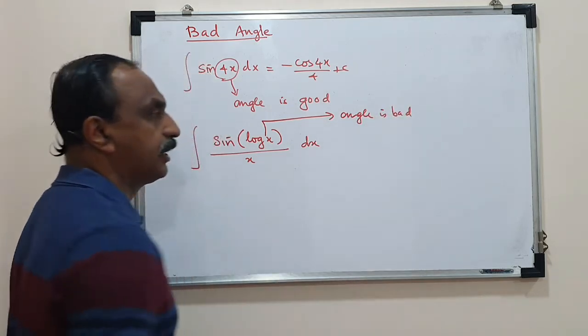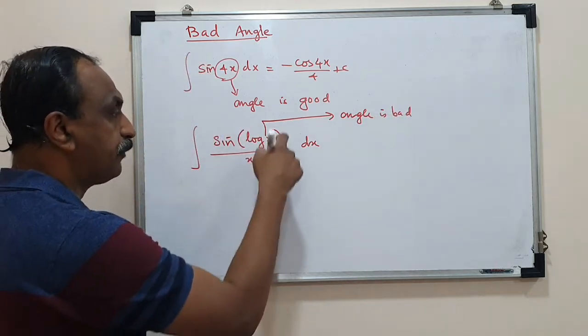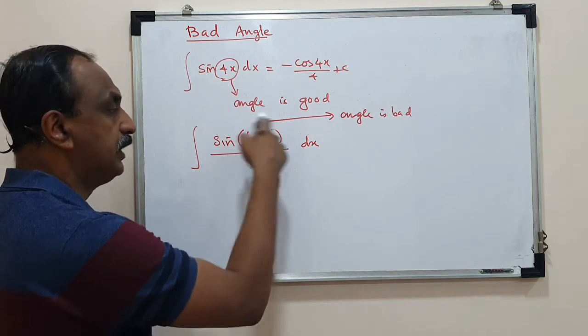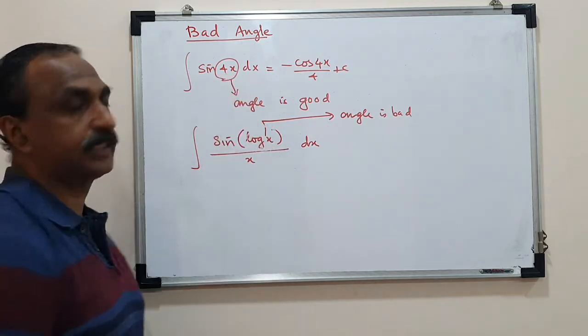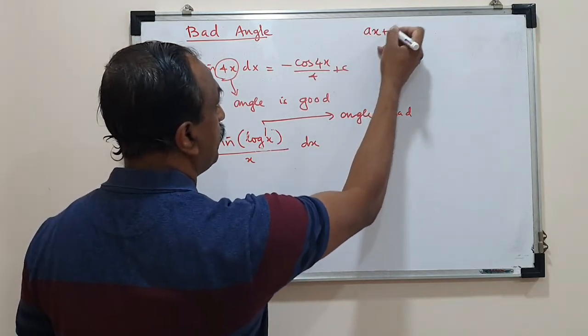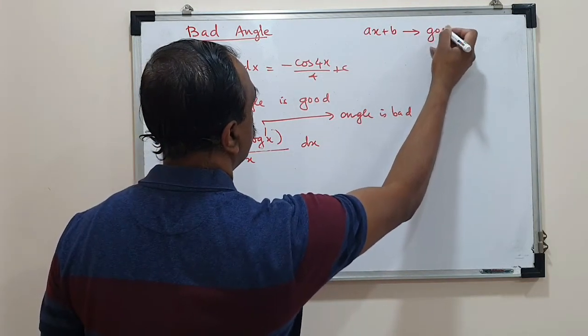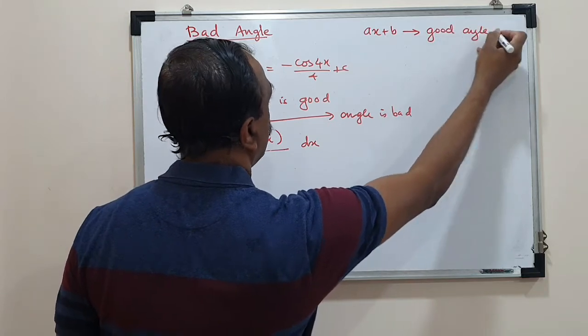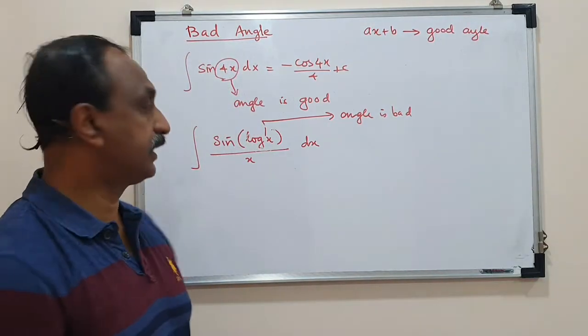What does that bad angle mean? If the angle part of sine, cos, tan, etc. is ax plus b, a linear term, it is a good angle. Why is it a good angle? Because we can directly integrate them.